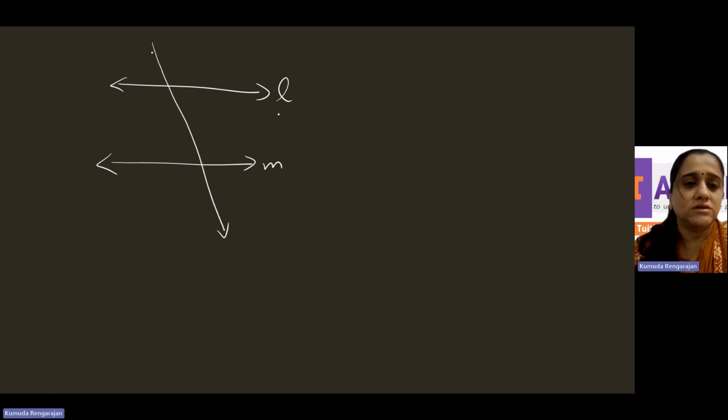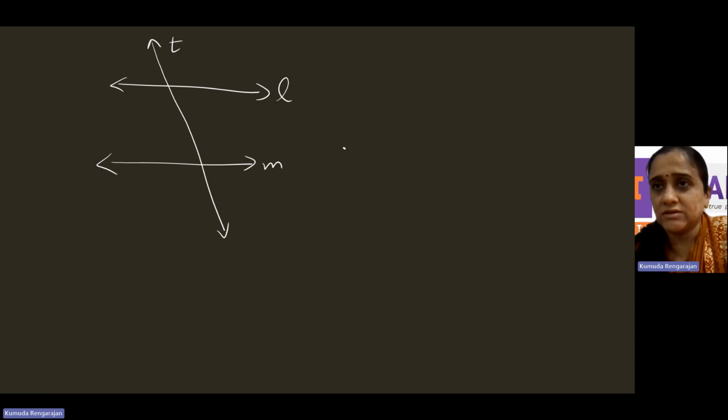Now, supposing we have two lines. We'll call them L and M, intersected by a transversal T. So what do you see in the figure? We have two lines L and M intersected by a transversal T.